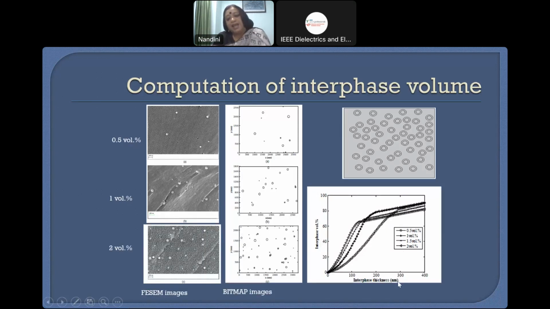As you can see, as the interface thickness changes, the interfacial volume increases in different manners for different filler concentrations. So for example, this is for your 0.5 filler concentration. This is how it changes with thickness. We don't know what the thickness is, but if we assume a thickness, these plots show you how the interfacial volume changes as the thickness changes.